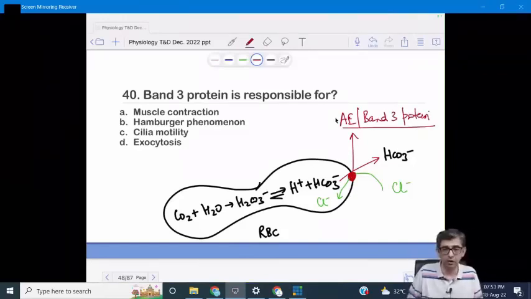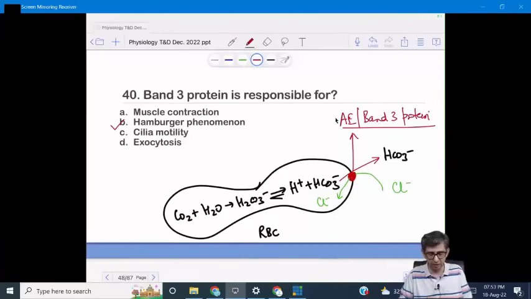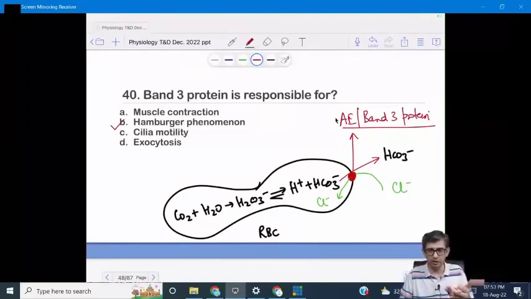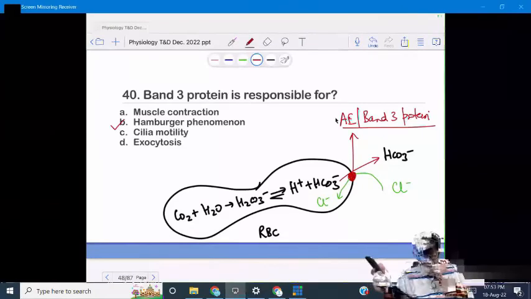The correct answer for question number 40 is option number B. Hamburger phenomenon is alternatively called chloride shift and is present in RBCs. This normal phenomenon has been asked in the exam mainly with respect to the protein in the cell membrane, or in the RBC membrane. Answer to 40 is B. We come to 41.